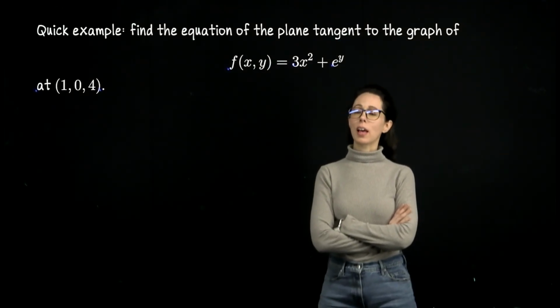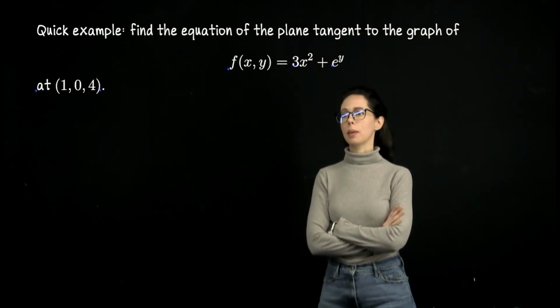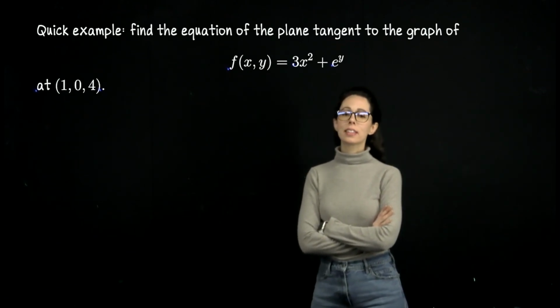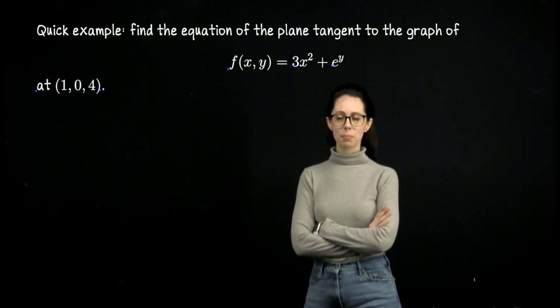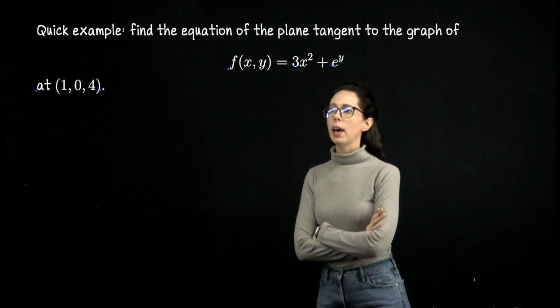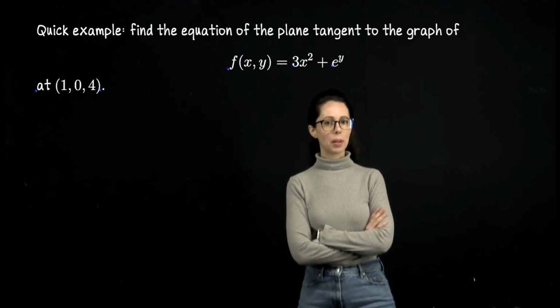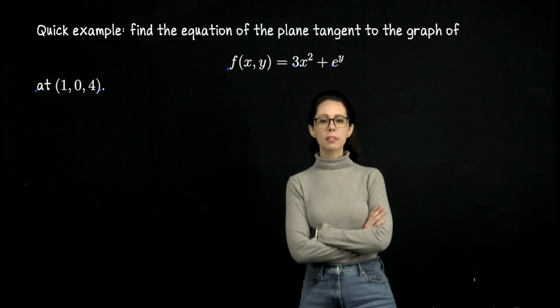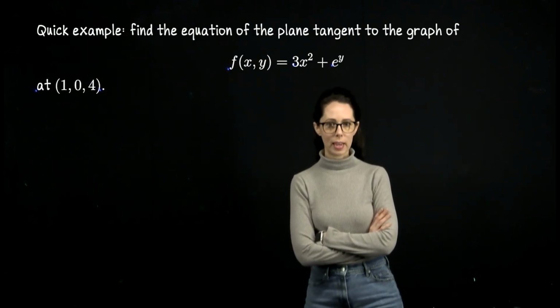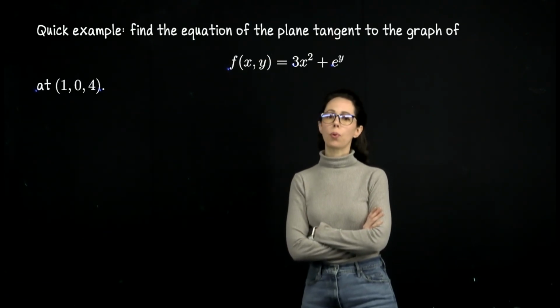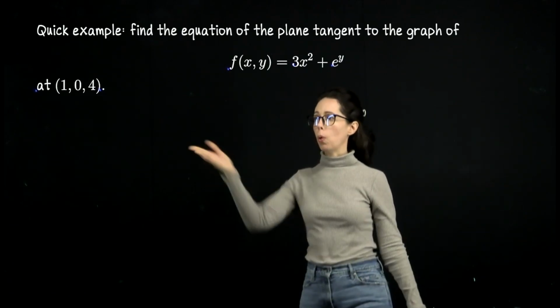That approach I just outlined, we can now do explicitly for this example. So we have here a scalar valued function of two variables. So it's a map from R2 to R. F of x and y is 3x squared plus e to the y. We want to find the equation of the tangent plane at the point 1, 0, 4 in R3. So if you plug in 1 and 0, you get 4.